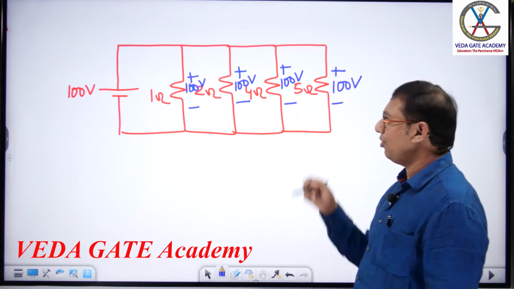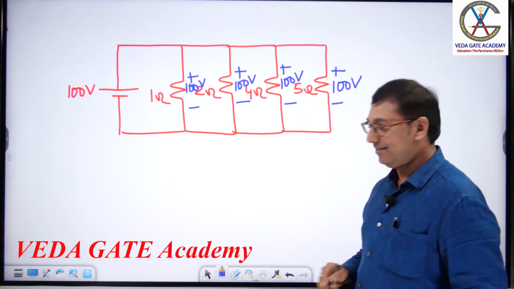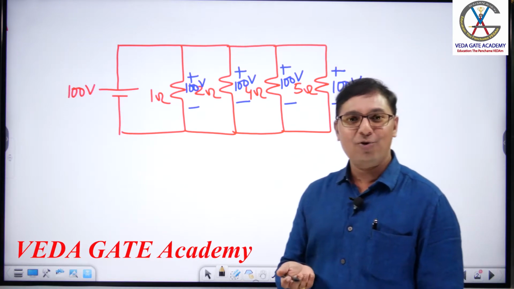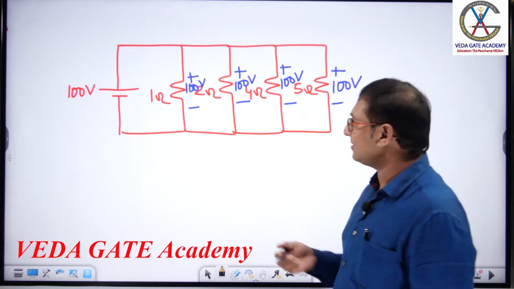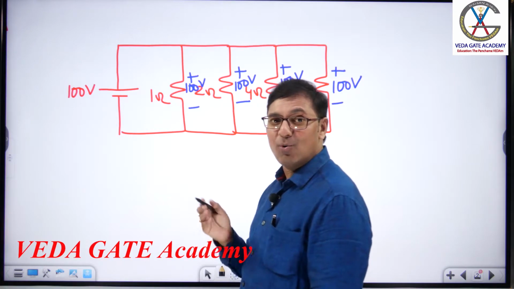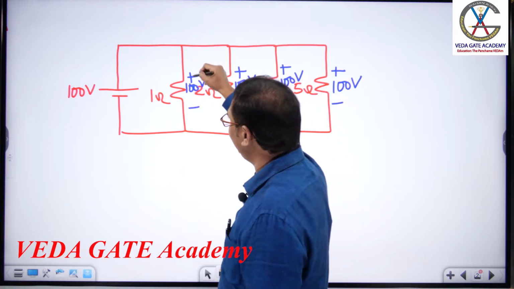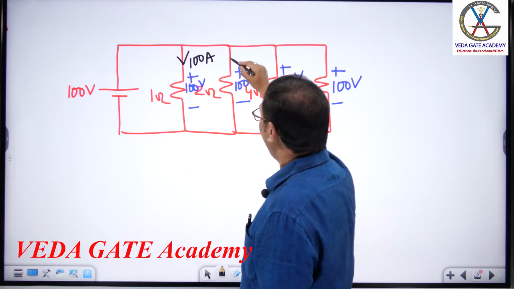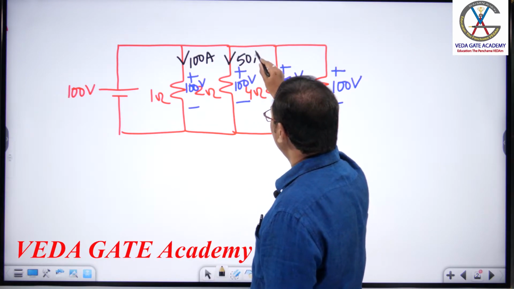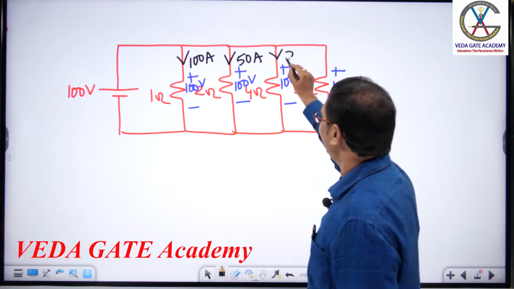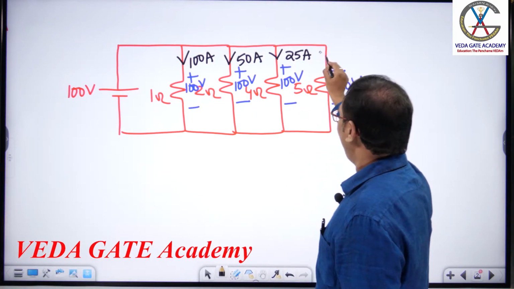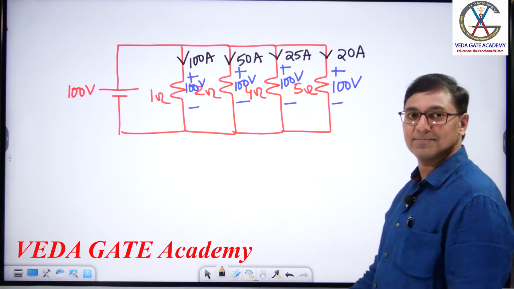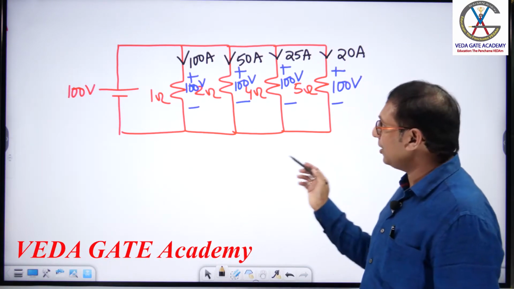By using what law did you get these voltages? By KVL. Next, which law do you want to proceed with? Ohm's law. Apply Ohm's law and you will get the current in all the branches. To apply Ohm's law, what data is required? Voltage and resistance value. 100 by 1, what is this current? 100 amps. 100 by 2, 50 amps. 100 by 4, 25 amps. 100 by 5, 20 amps. Now I have the current in all the branches.